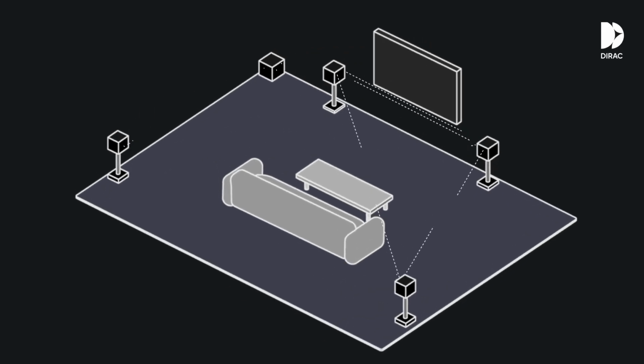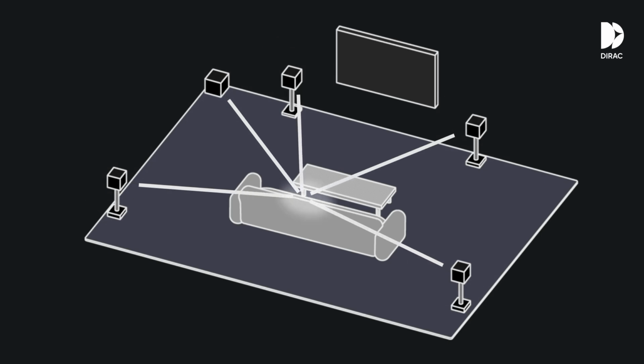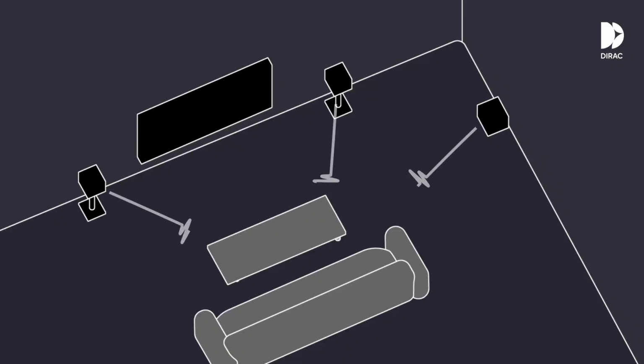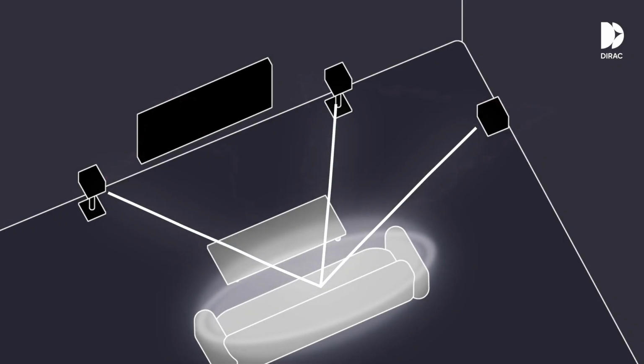Instead of correcting each speaker in isolation, it adjusts them collectively to create a coherent, balanced sound across the entire listening area. Because the speakers are cooperating, they can help each other, sharing playback duties to counteract room reflections and resonances. This results in a sound that's more accurate, more immersive, and closer to the original recording.